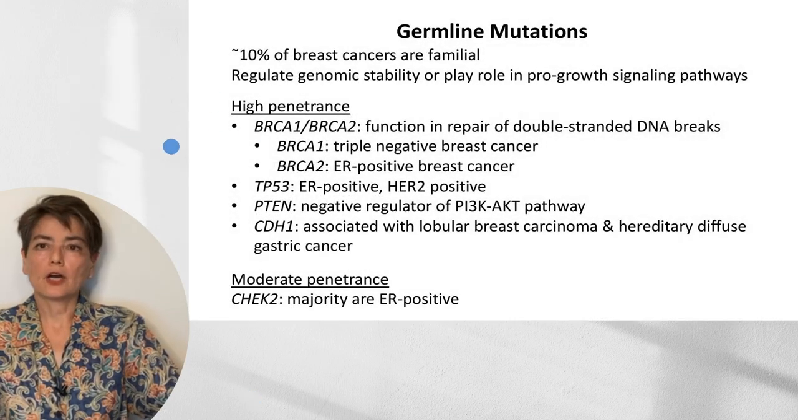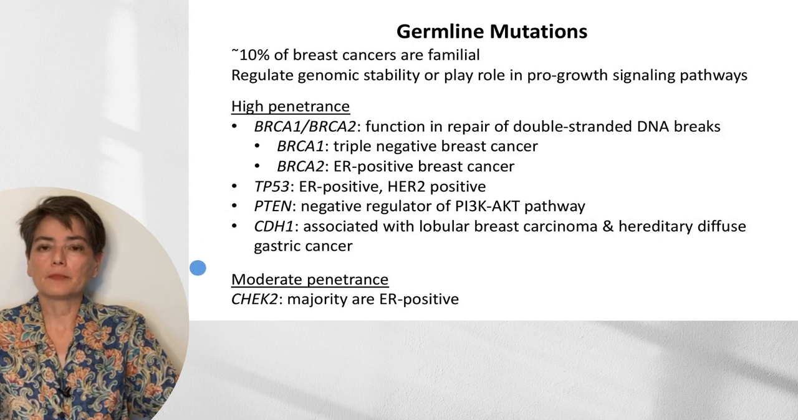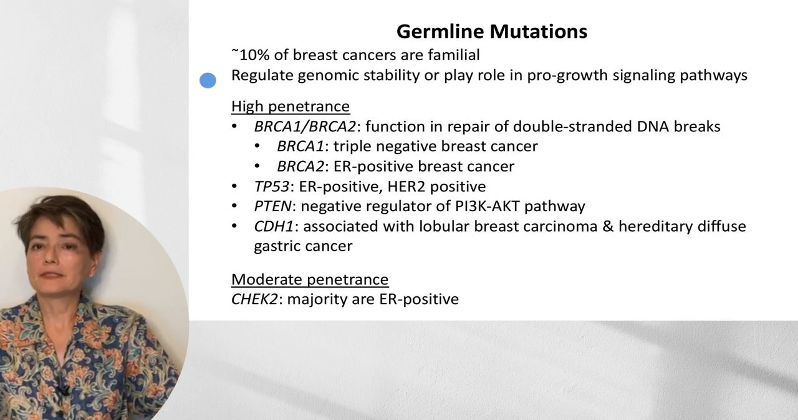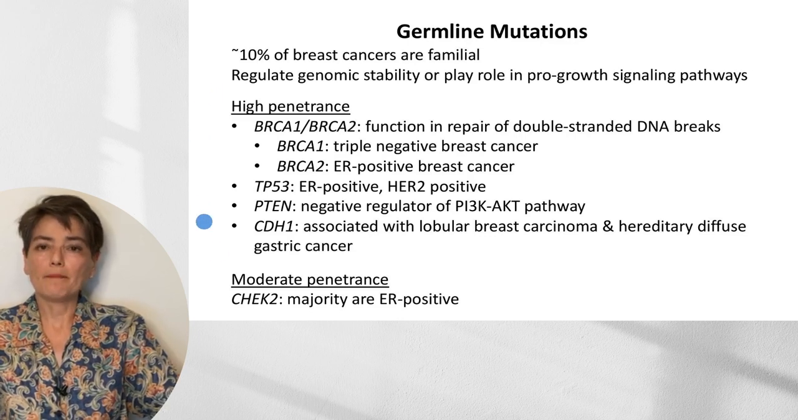And this brings me to talk about germline mutations with a little bit more detail. I talked about it briefly in the previous video. So just to remember, about 10% of breast cancers are familial, and that the genes that are involved tend to be involved in proteins that regulate genomic stability or play a role in pro-growth signaling pathways. And we consider these to be either high penetrance genes or moderate penetrance genes. This was again discussed briefly in the previous video. And the reason I want to linger over this for a moment is because there's so much attention paid to BRCA1 and BRCA2. I don't want you to forget that these other genes exist.